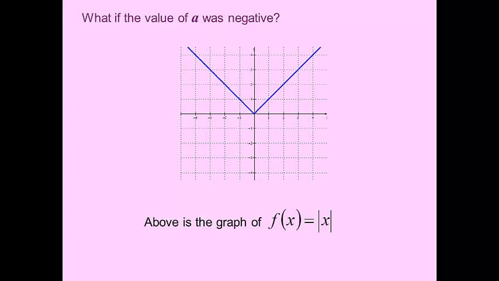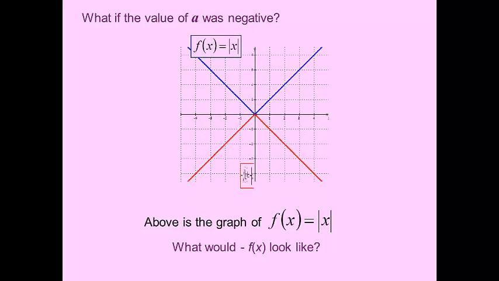So what happens if a is negative? If we had negative f of x, that is a reflection about the x-axis, and we commonly say it flips it over.